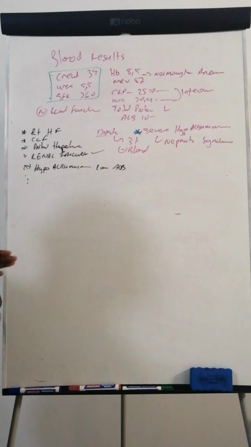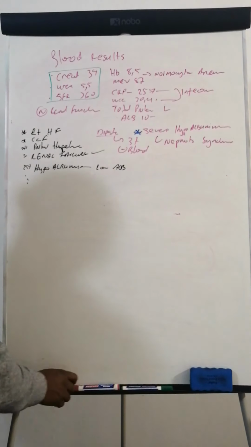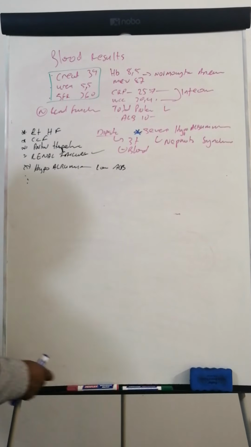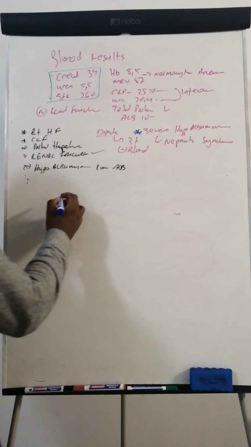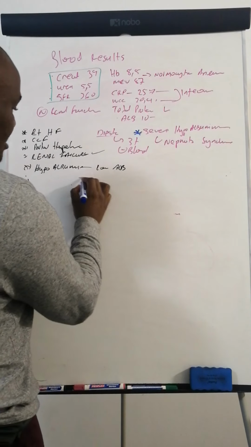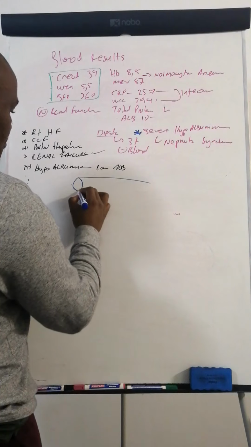So now why would a patient with low albumin get anasaka or swelling of the whole body? So I hope you remember the hydrostatic pressure and the oncotic pressure. So basically, we have got arteries.